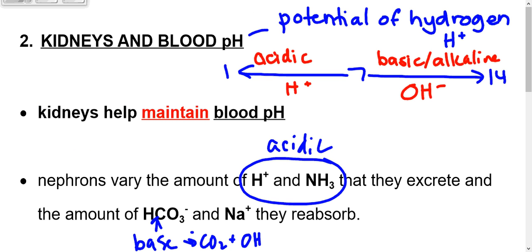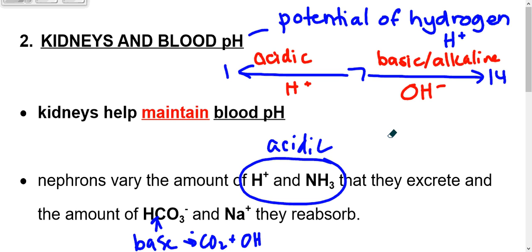Kidneys and your blood pH. So pH is the potential of hydrogen. So hopefully you remember your chemistry unit of grade 10. And on our pH scale, we talk about how acidic or how basic or alkaline something is. So the pH scale goes from 1 to 14 with 7 being neutral. So on the acidic side, we have these H pluses, which are hydrogen ions. And on the basic side, we have these hydroxide or OH negative ions.